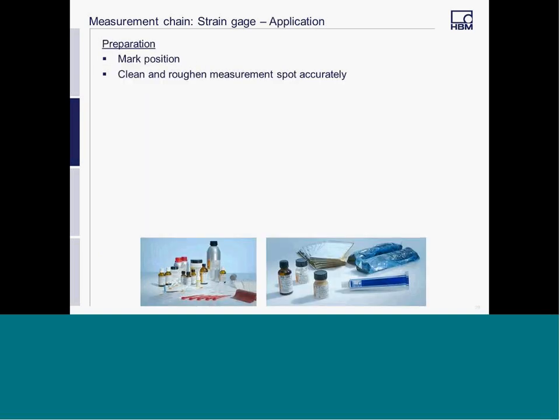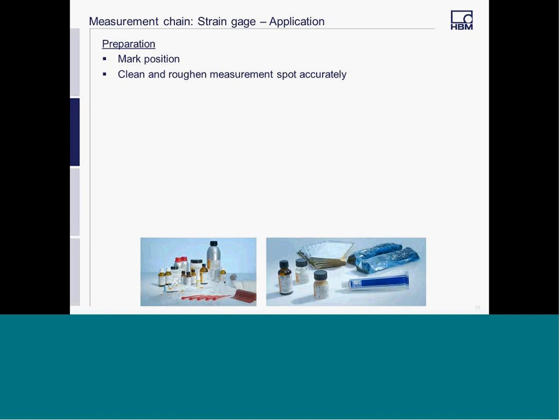Good. So we have chosen the right gauge. Then we have to apply it. The first thing, you have to mark your position, defining where you want to apply the gauge. Please do not scratch into the material. Scratching would lead you to wrong values.